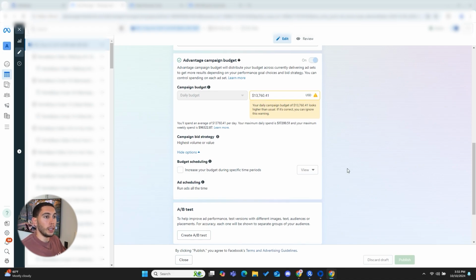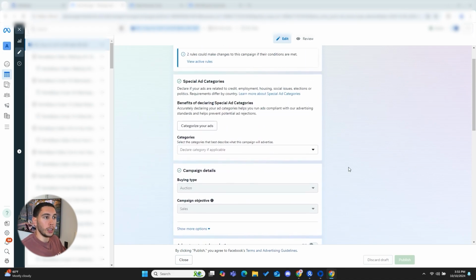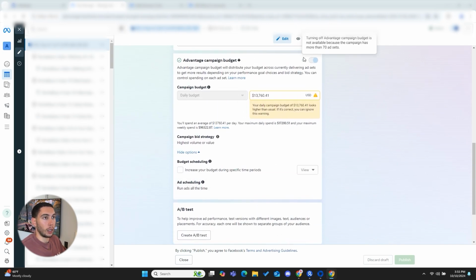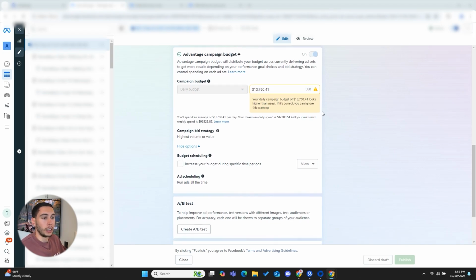So on the campaign level, you don't need to touch anything except for the CBO toggle, which is now Advantage Campaign Budget. That's all you have to turn on. I start with testing at $150 a day. Very simple, straightforward. This doesn't matter. You can start at 50, you can start at 100, 150, 200, 300, whatever you want. We start at 150, sometimes 200, sometimes 300. I think that's a good ballpark for a daily budget.